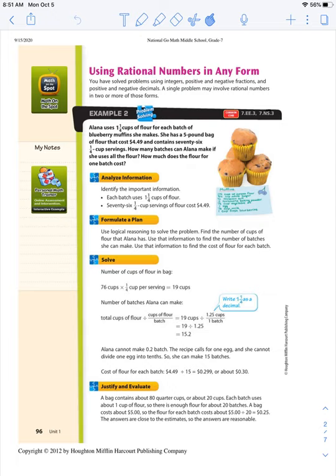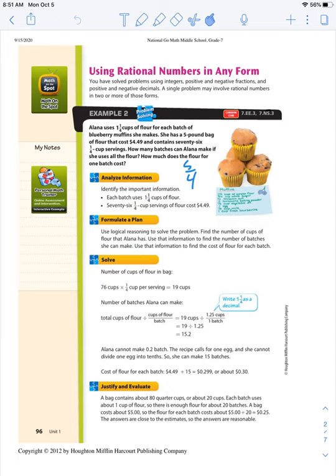Well, there's actually two things we're solving here. The first thing we need to solve is how many batches can she make. Then we'll solve how much flour for one batch costs. Okay, so how many batches can she make? One batch is 1 1/4 cups, or we're actually going to say that that's 5/4. It's going to be a little easier to deal with as an improper fraction.